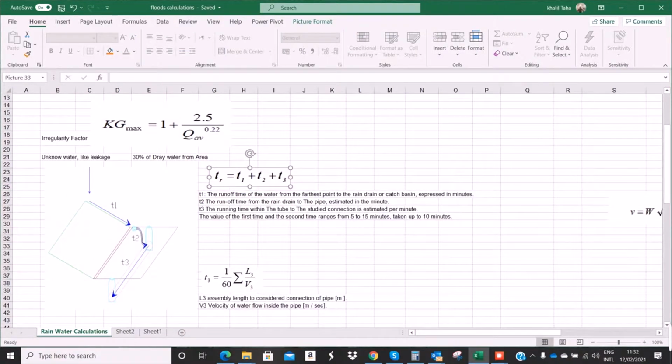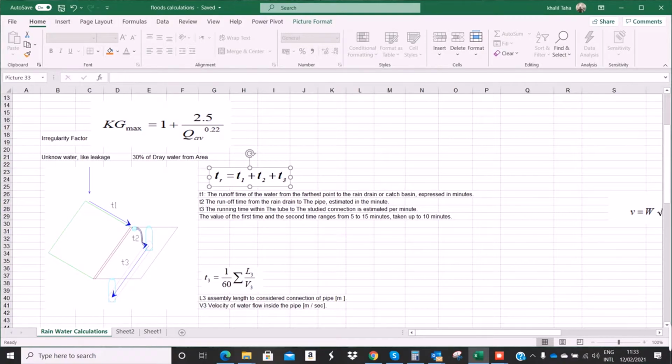It consists of three times. The first time is the time needed for the water to reach from the farthest point to the first catch basin. This is T1. T2 is the time needed for the water to go from the catch basin to the first manhole. T3 is the time needed for the water to move within the pipe. And as you know, if we have the length of the pipe, we can start with some assumption. Let's say the velocity within the pipe is 1 meter per second, and we have the length. We need the time to be in minutes, based on the equation that I'm using and its fixed figures. So I will divide by 60. So T3 will take into consideration the length of the pipe and the velocity within the pipe. We can start our assumption with 1 meter per second to get T3.